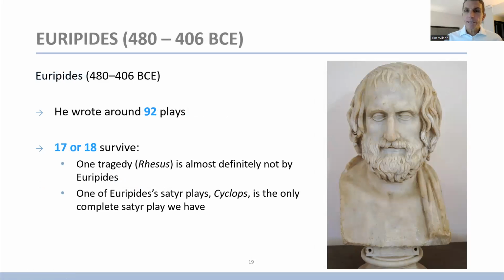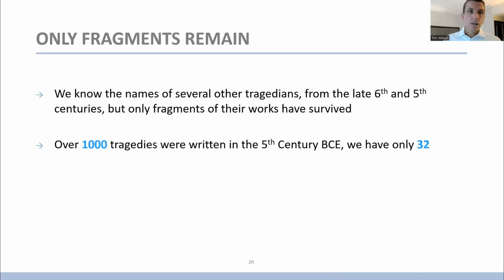Euripides, we have a bit more, but still not as much as we would like, right? So Euripides, the younger of the 3, lived between 480 and 406 BCE, probably wrote around 92 plays, and we have 17 or 18. One of the tragedies, Rhesus, is almost definitely not by Euripides. And one of the plays, as I mentioned, Cyclops, is our only surviving satyr play.